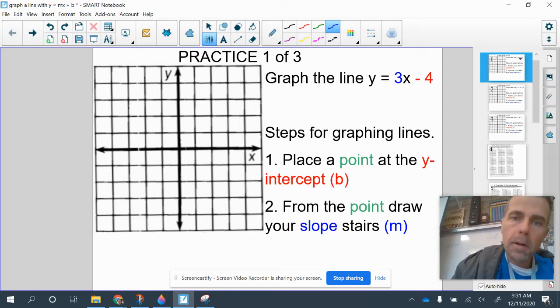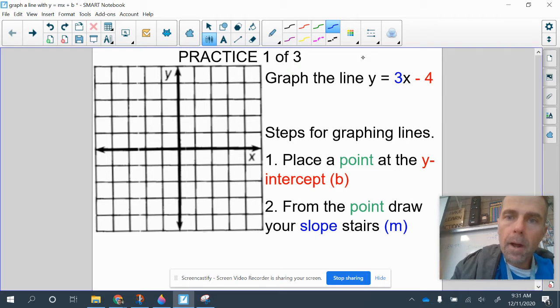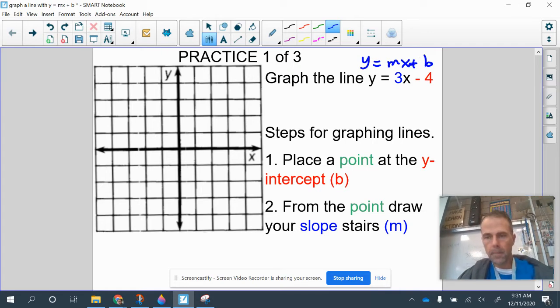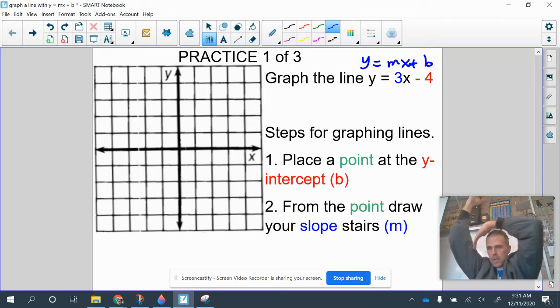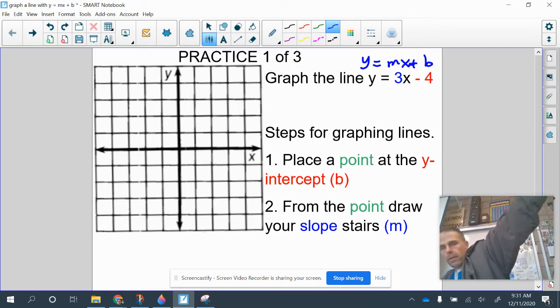You're going to use this equation, y equals mx plus b. M is the slope. B is where you begin. You can graph any line that you want.